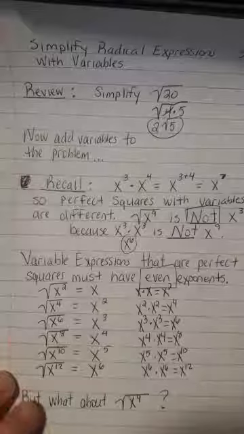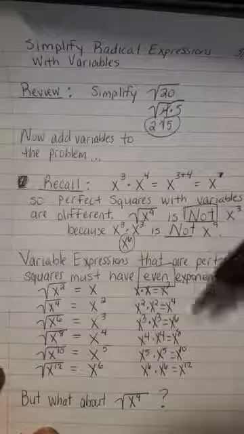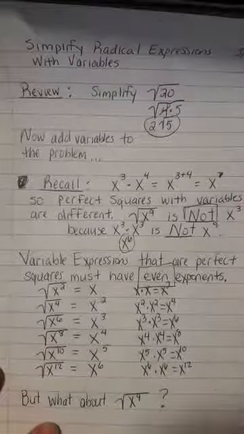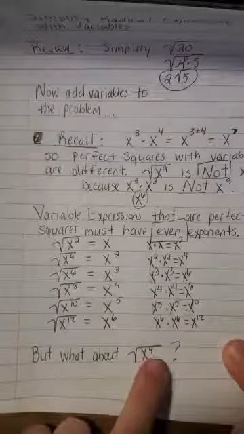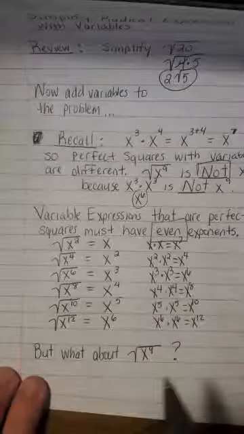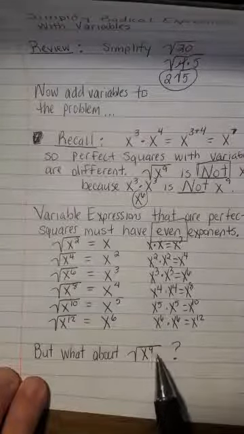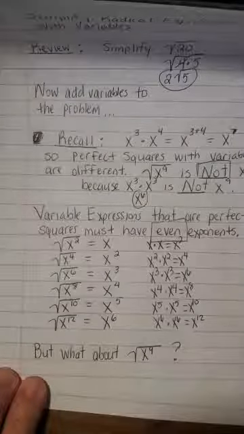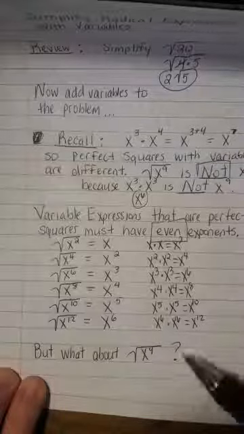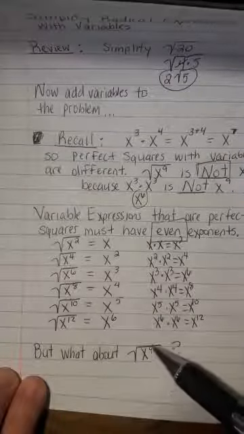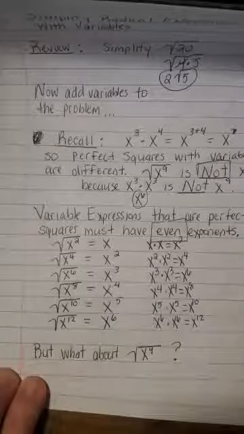Now those are easy because you just half them, but you're not always going to have perfect squares with your exponents. Sometimes you're going to have odd exponents like this one, the square root of x to the 9th. And that's what today's lesson is all about, how to simplify these kinds of problems that don't have even exponents.